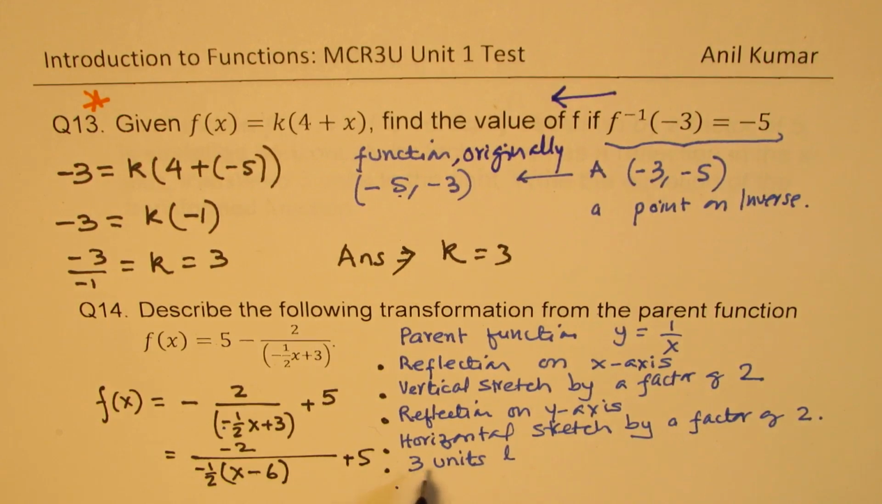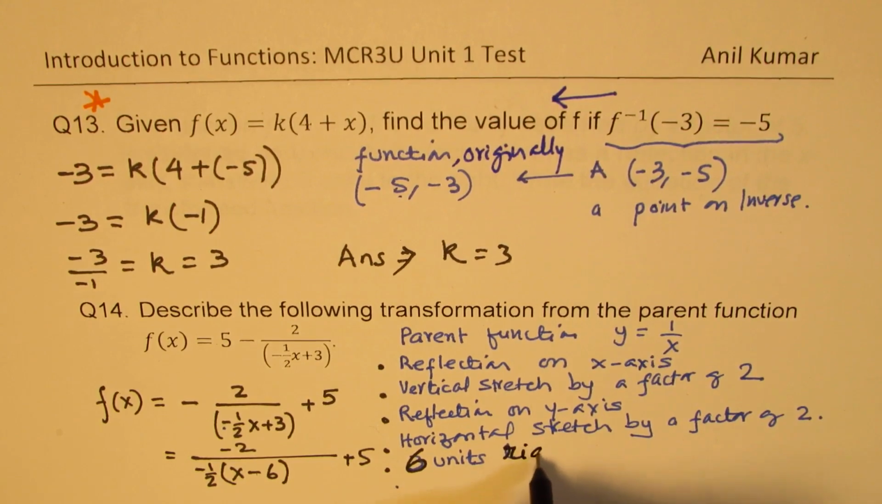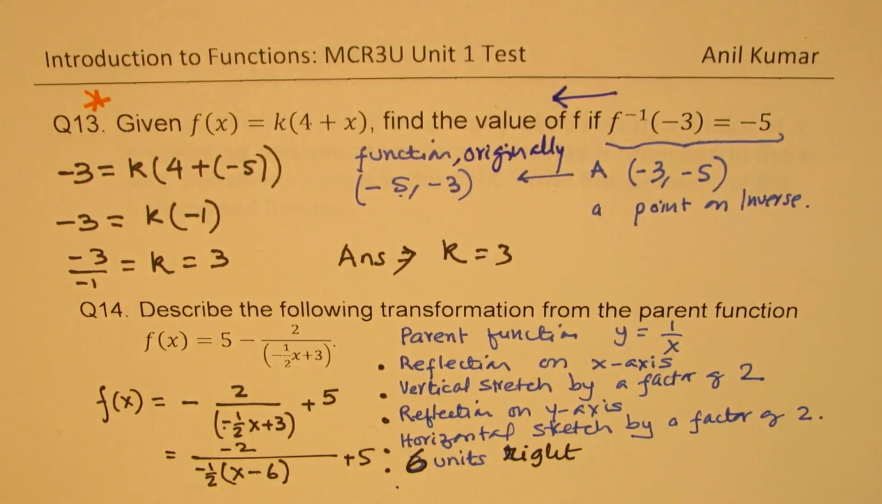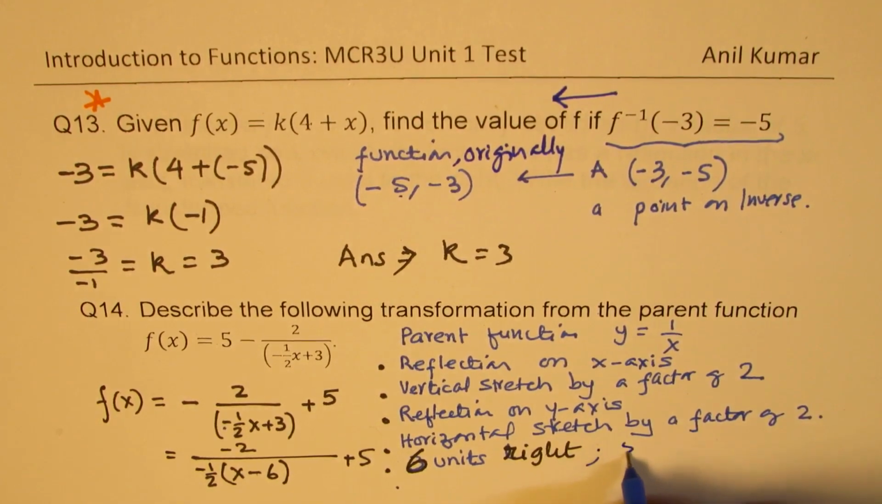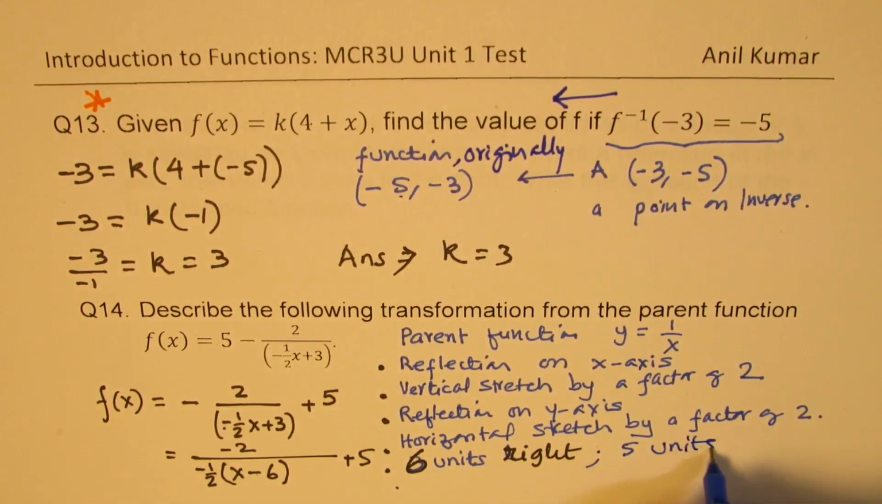So it is not 3 units left. You can clearly see that it is 6 units right. So it is 6 units right. Do you see that correction? Now that is very important. If you do not factor, you'll end up with a wrong answer at this place. 6 units right and 5 units up.